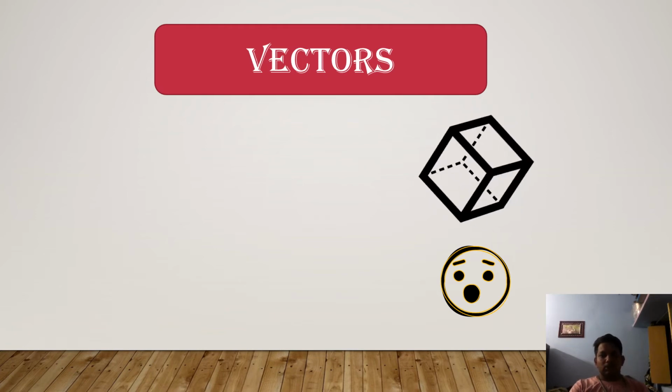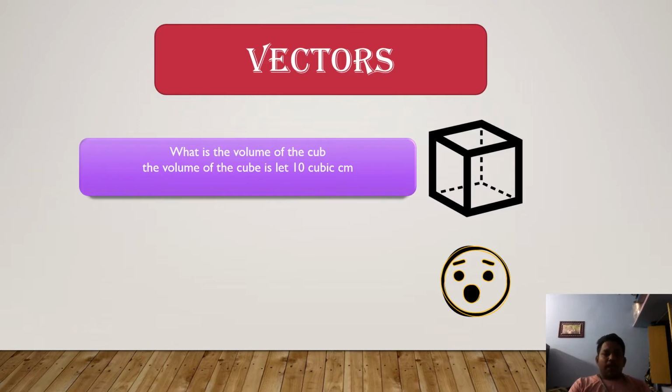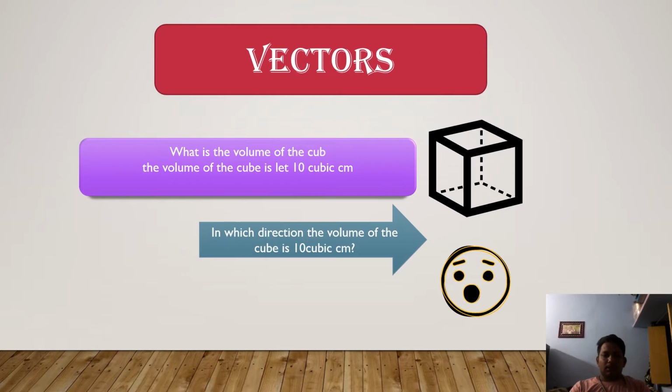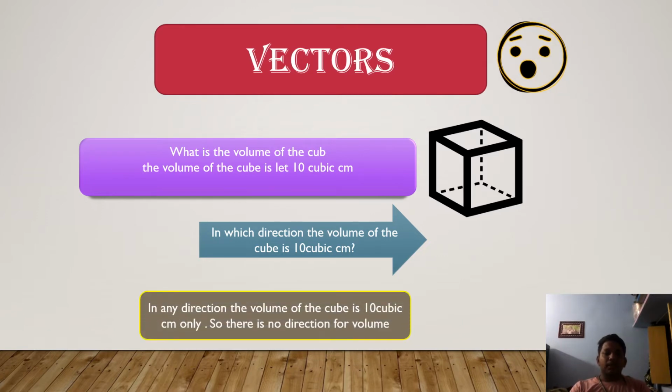Hi friends, today's topic is vectors. I have one example: what is the volume of this cube? The volume of this cube is 10 cubic centimeters. My doubt is, in which direction is the volume of this cube 10 cubic centimeters? In any direction, the volume of the cube is 10 cubic centimeters only.